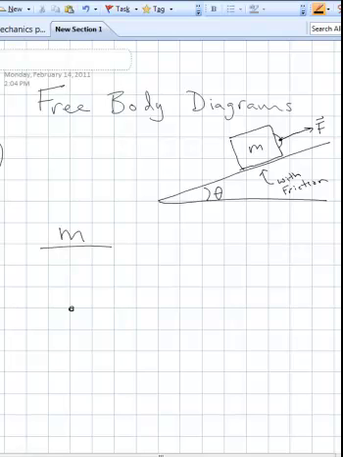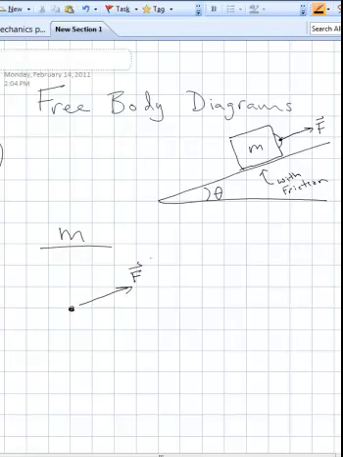Dot for my mass. I'm going to look to see what's touching the mass, and the first thing I see is me, or a hand reaching in, grabbing it and pulling it up the incline, or trying to pull it up the incline. We don't really know which way it's going yet. So I'll draw it here at the angle that it's shown.